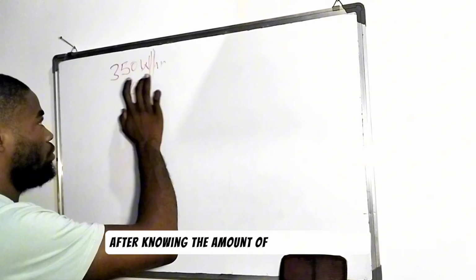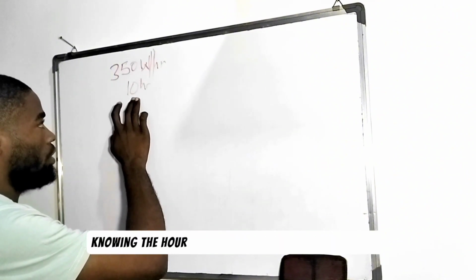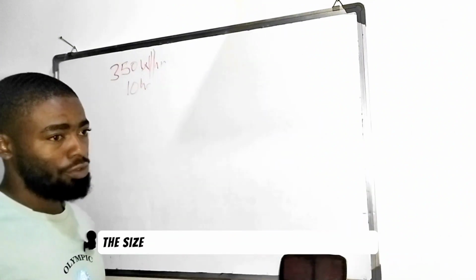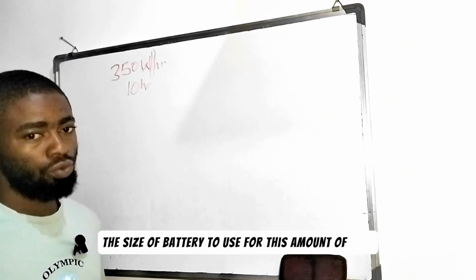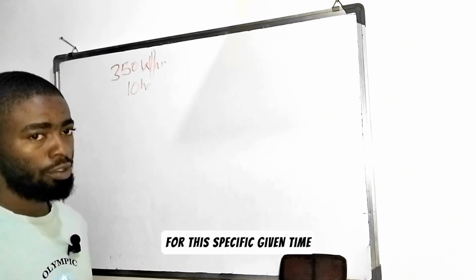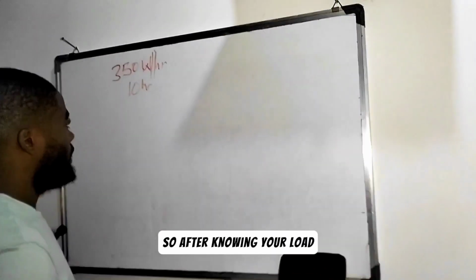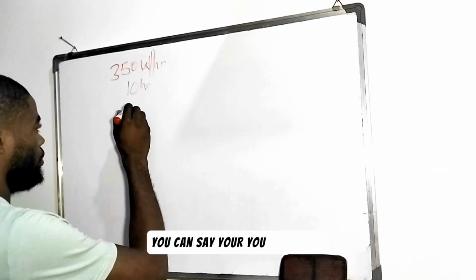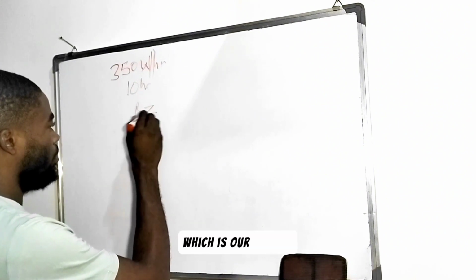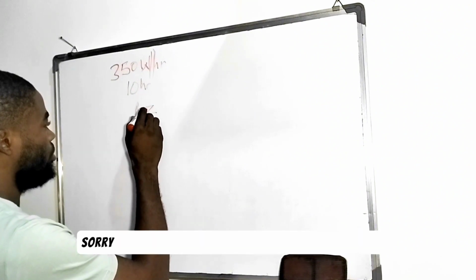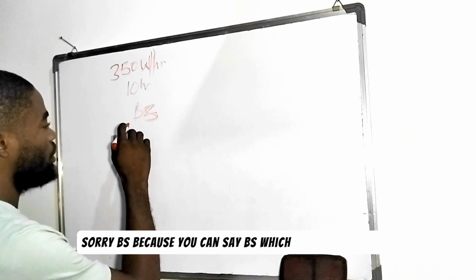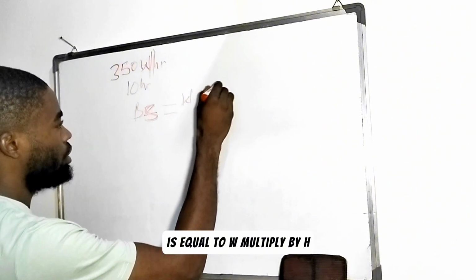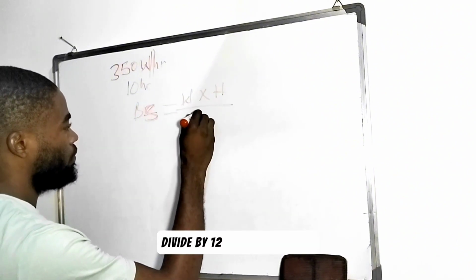After knowing the amount of load you consume and the hours you consume this load, that's the period, the next thing is how to know the size of battery to use for this amount of load for this given time. After knowing your load, the next thing you have to do is the formula. It's a very simple formula. You can see BS, which is our battery size, is equal to W multiplied by H divided by BV.